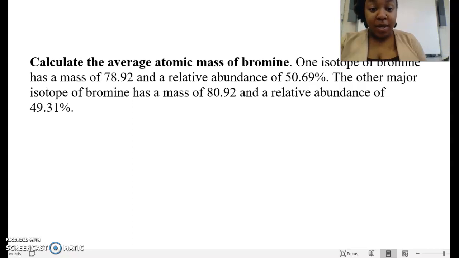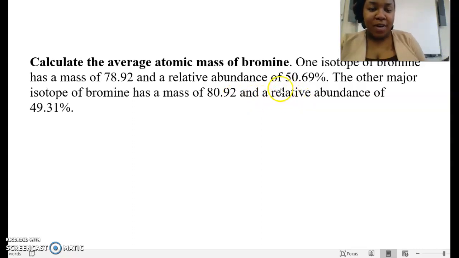Okay, so as we see here, we're going to be calculating the average atomic mass for bromine. According to the question, one isotope of bromine has a mass of 78.92, and the relative abundance, which is the same as percent abundance, is 50.69%. The other major isotope for bromine has a mass of 80.92 and a relative abundance of 49.31%.